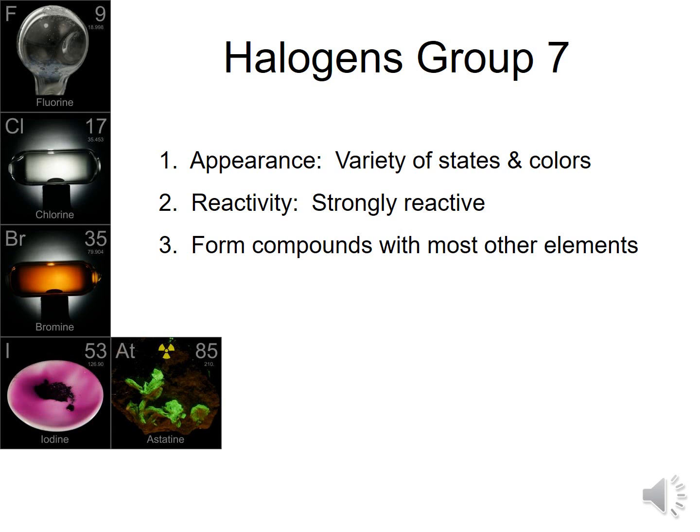The halogens, the salt makers, that's actually what halogen means. They have a variety of states and colors, starting with gases, fluorine and chlorine, and liquid bromine, and then solid iodine and astatine. Their reactivity is strong, and they form compounds with most of the other elements.